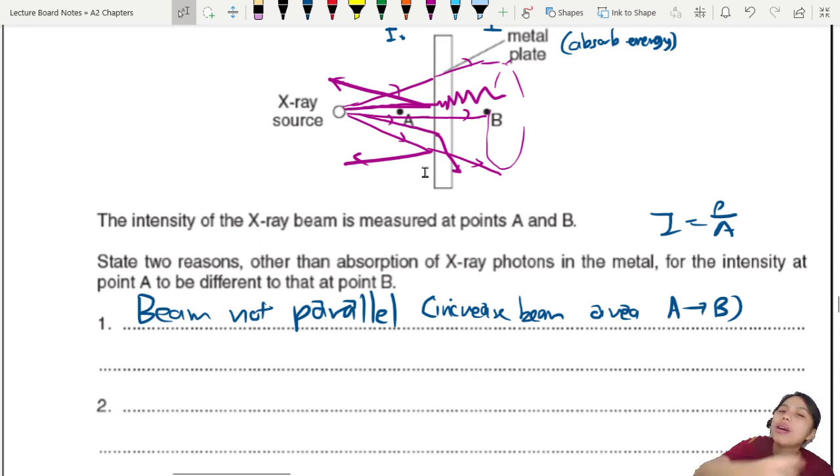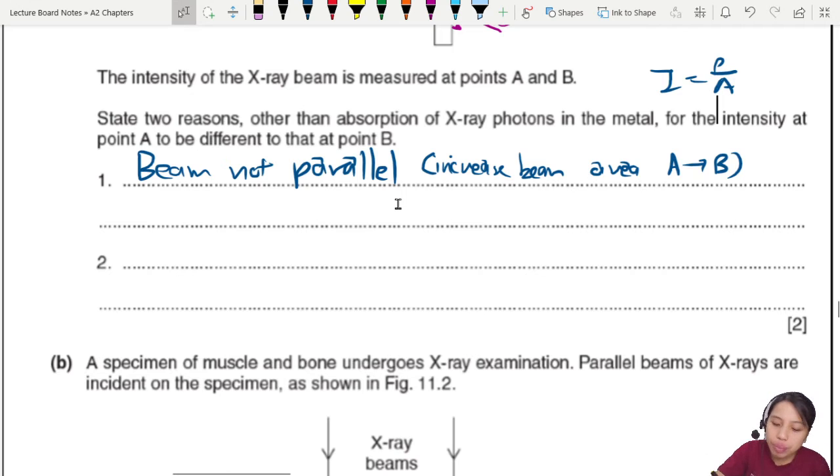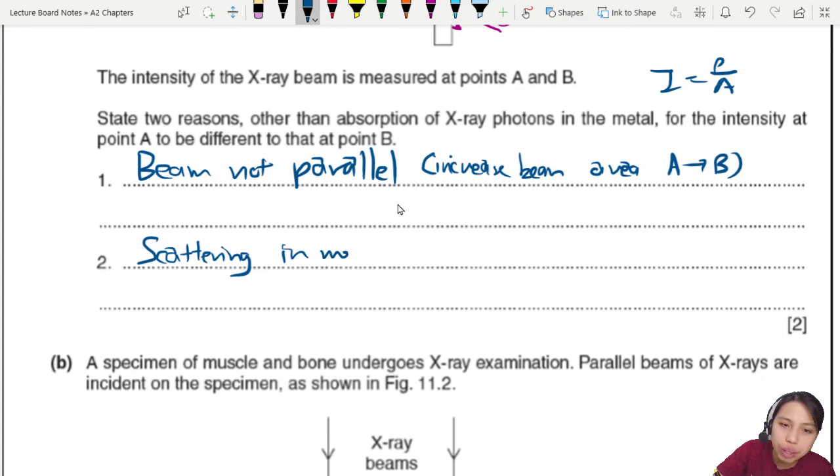The other thing we can talk about is all this mess that can happen when X-rays hit the metal. Reflect, diffract. What else do we want to talk about? Let's write them all here. So the main idea is you can say there's some kind of scattering. When it hits the metal, hits an electron, hits an atom, there's some kind of scattering that can happen. All the rays go in different directions.